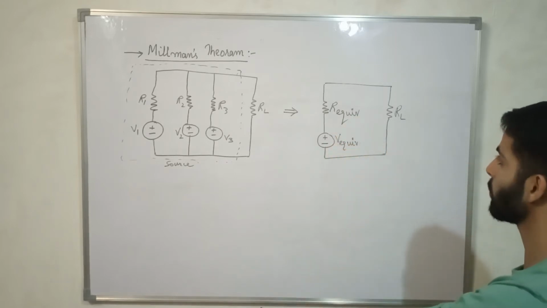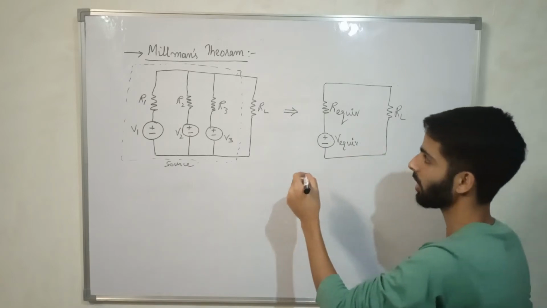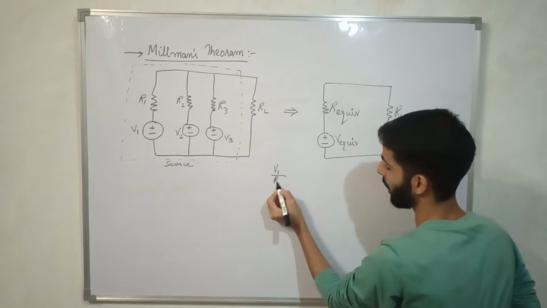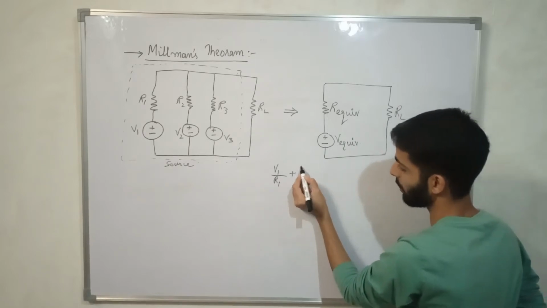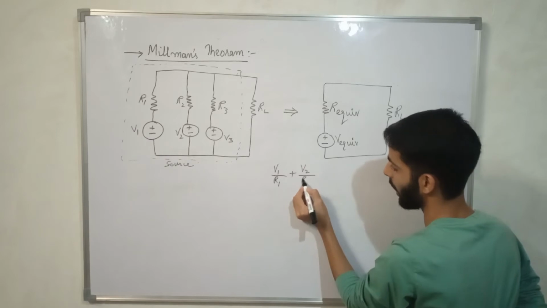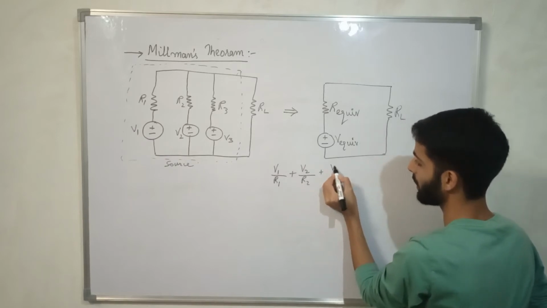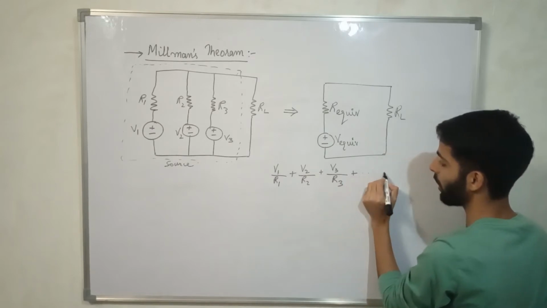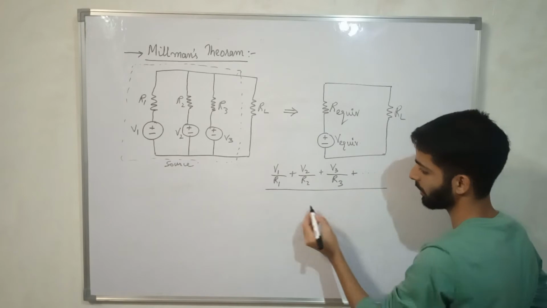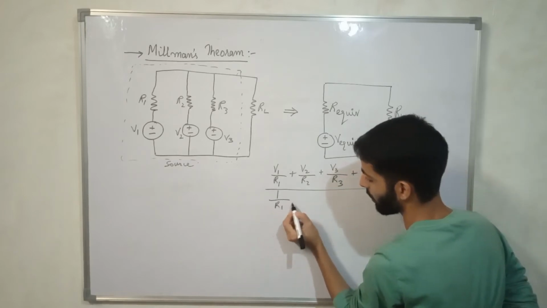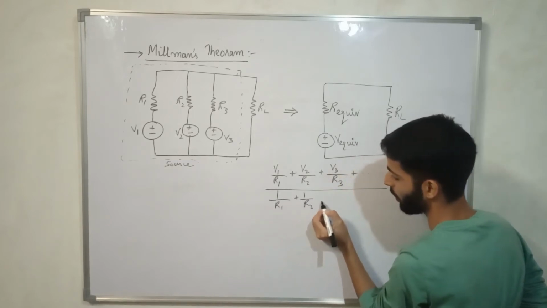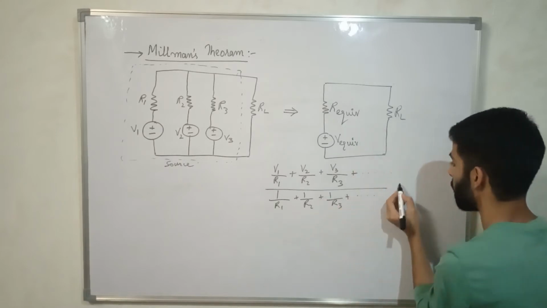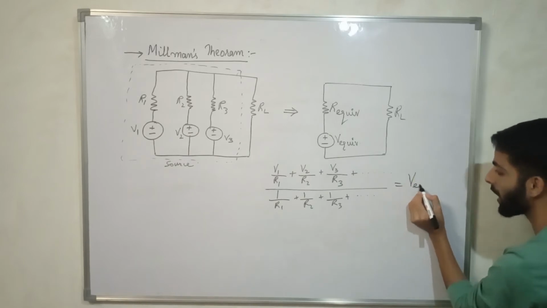So what will be the formula for this? We shall have the formula V1 upon R1 plus V2 upon R2 plus V3 upon R3 plus and so on, whole divided by 1 upon R1 plus 1 upon R2 plus 1 upon R3 plus and so on. This will form the equivalent voltage.